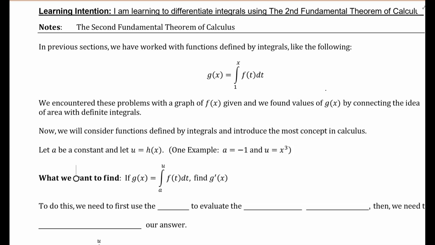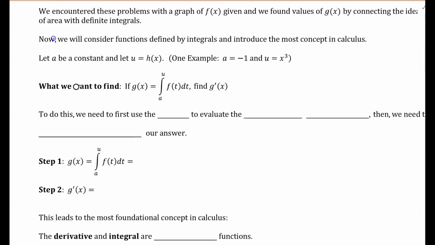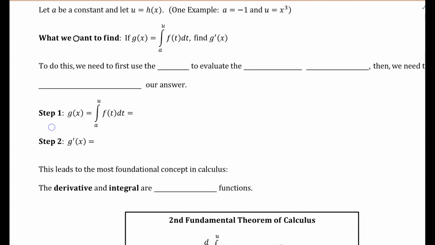in calculus. So we're going to let a be a constant value for the function below, and we're going to let u be equal to some other function. So here's a, here's u, some other function, and just to give an example, a could be -1, u could be x cubed. You could substitute any simple idea in order to do this.